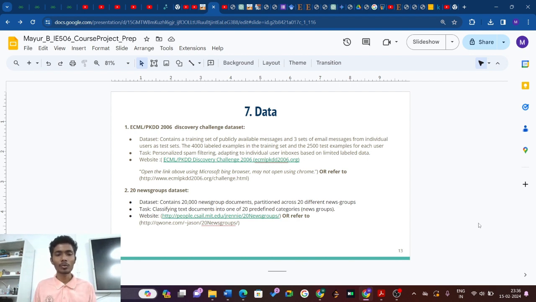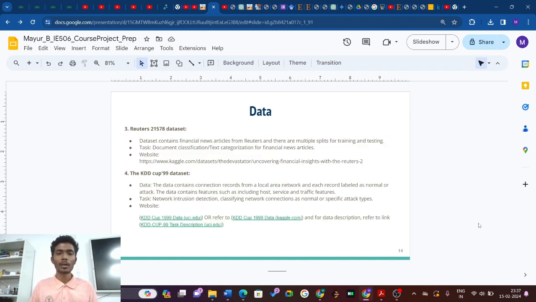Now, the 20 newsgroup dataset basically contains newsgroup documents partitioned across 20 different newsgroups. So there are 20,000 text documents, and these text documents belong to 20 different categories. And again, the researchers have used their algorithm to develop a model that can categorize these text documents into 20 different categories. Then we have the Reuters 21578 dataset.